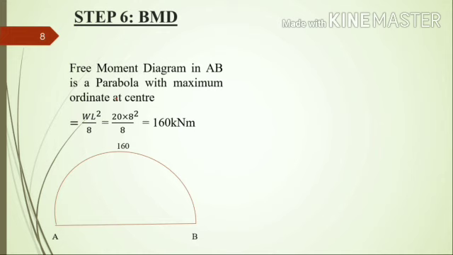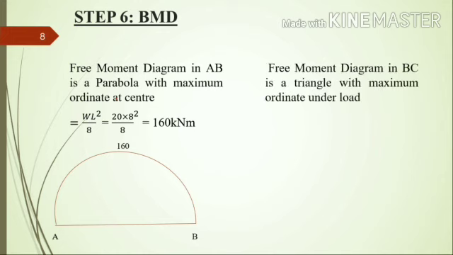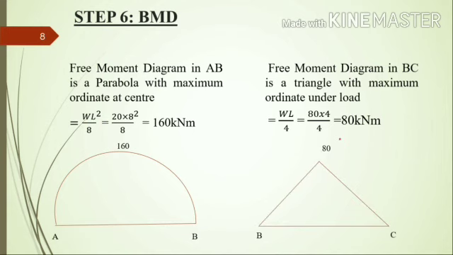Similarly, in span BC there is a central concentrated load of 80 kilonewton acting. Therefore, due to the central load, the bending moment diagram will be a triangle, and the maximum ordinate will be under the load with a value of WL by 4. Substituting W as 80 and L as 4, we get the maximum ordinate of moment equal to 80 kilonewton meter under the load. So these are our free moment diagrams.